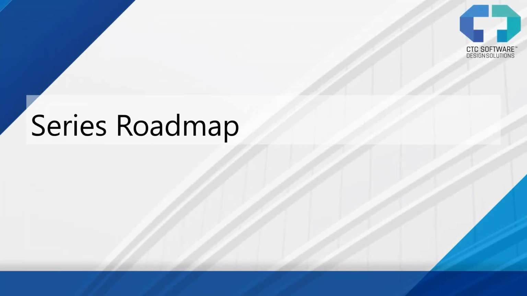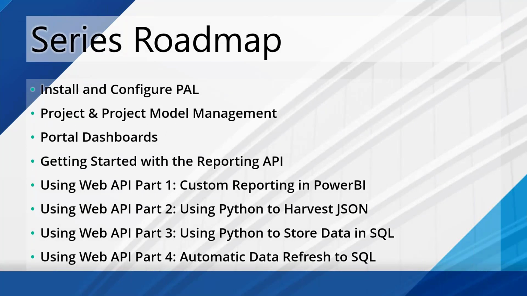So let's quickly recap where we are in the series roadmap. We've already technically talked about installing and configuring the project activity logger, or PAL. Then project and model management, and then a deep dive into dashboards, the actual portal-based stock ones. We're going to talk about the reporting API so you can start getting deep into this. And then we're going to go into a multi-part series of working a lot with that web API to build your own custom Power BI reports, harvesting tons of JSON data, using that JSON data to write to SQL, and then automating the data refresh from SQL as well. So you're getting the latest and greatest stuff. And we've already talked so far in this series about installing and configuring PAL. That was the last session.